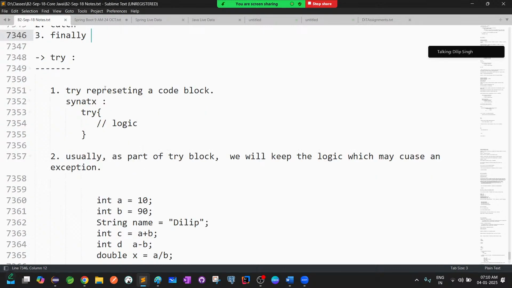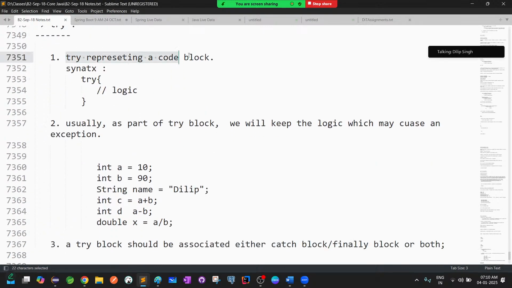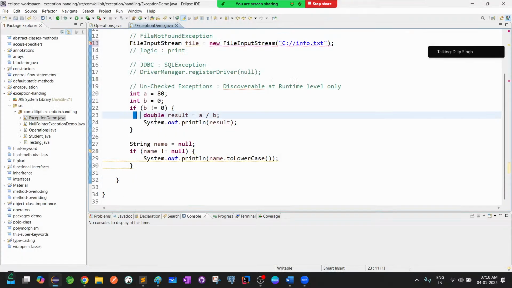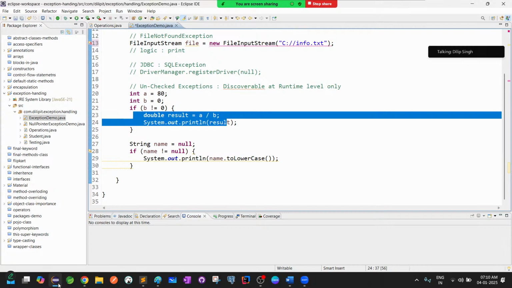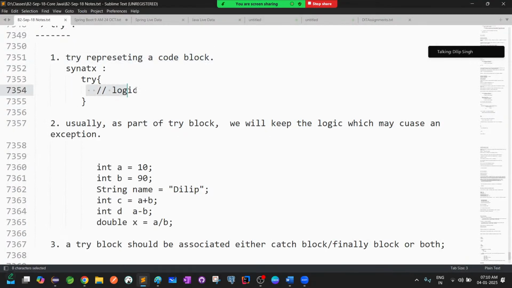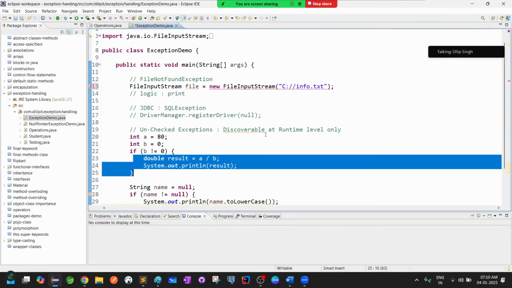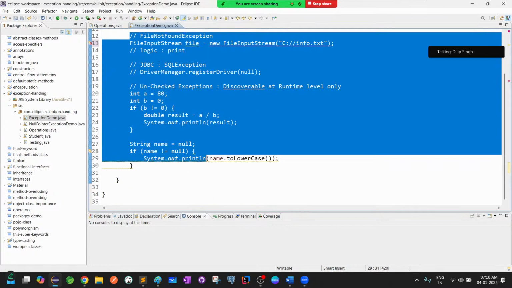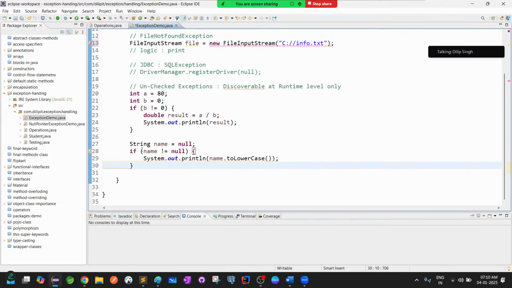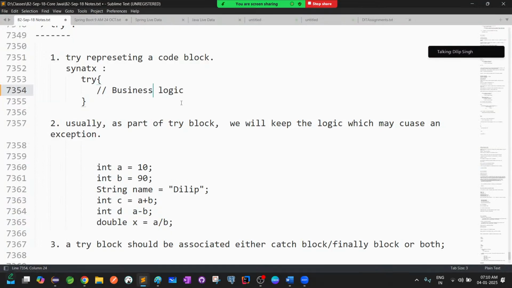First, the try block. As I said yesterday, it is all about regular Java logic, whatever we write in general. We keep that logic as part of the try block. We can even call it business logic, meaning whatever requirements you are implementing, based on the requirement. Whatever logic you implement based on the requirement, regular Java logic, you keep inside the try block.